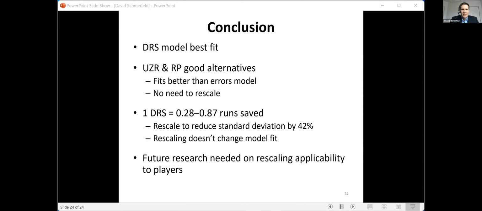So Christian asks, if DRS is the best, why rescale it to fit the other models? Well, it has the best fit, but it wasn't necessarily accurately representing 1 run saved as actually being worth 1 run saved. So you have to rescale it to make it say what it's supposed to say it's doing.